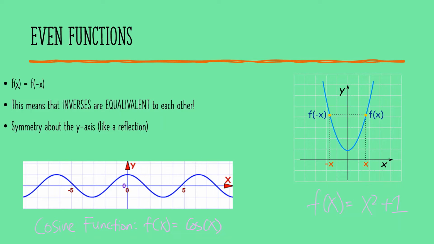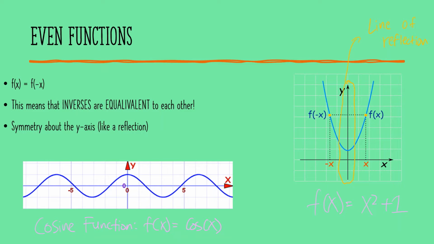Let's look at the first graph. f of x equals x squared plus 1. Notice how the y-axis is the line of reflection, right? So f of negative x reflects f of x.